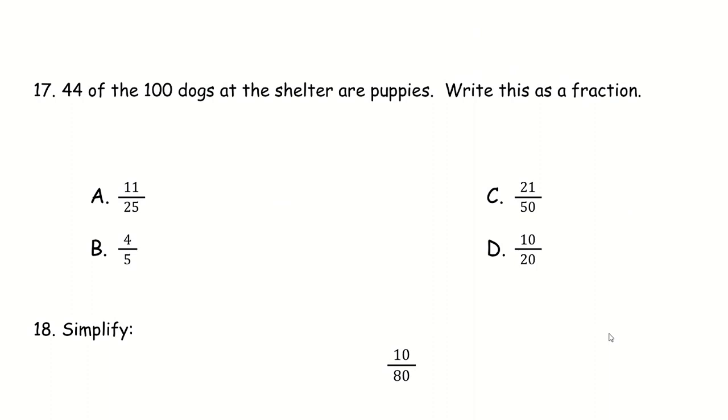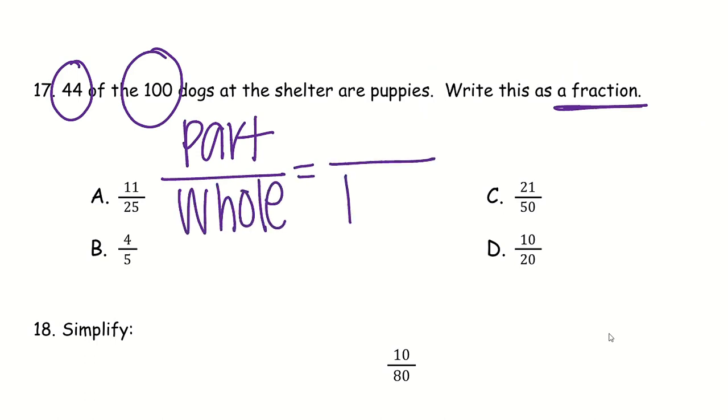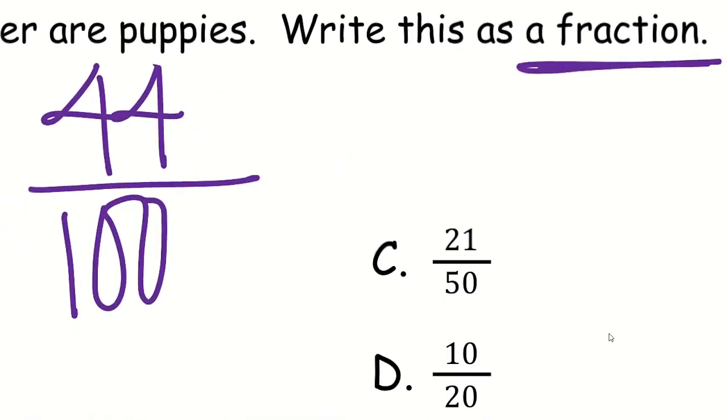44 out of the 100 dogs at the shelter are puppies. Write this as a fraction. So again, fractions are always part over whole. So the whole number of dogs at the shelter is 100, and the part of them that are puppies are 44. I don't see that as an answer choice, but I do know I can simplify. So 44 over 100. I know they are both even. So let's divide by 2.